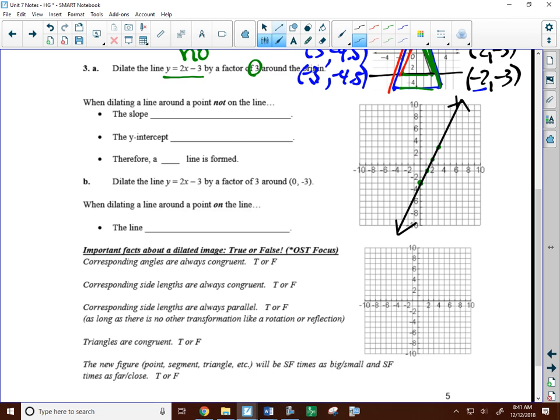All right, so that's the original. I'm going to dilate by a factor of 3 around the origin. So around the origin right here. I just said a minute ago, here's a line. If I dilate a line, the slopes are still the same. So my dilated line will still have a slope of 2. The y-intercept will change though.